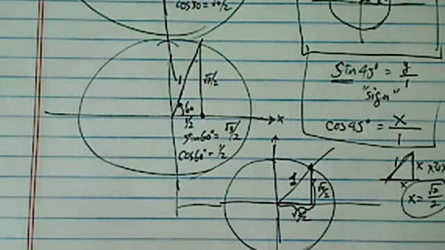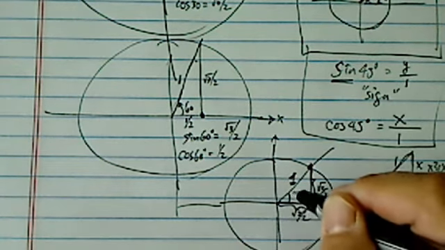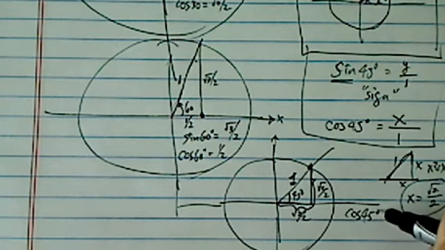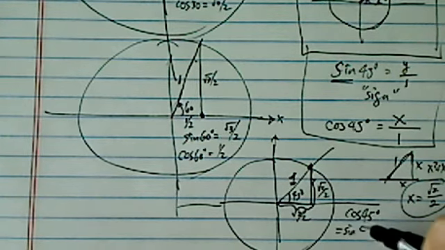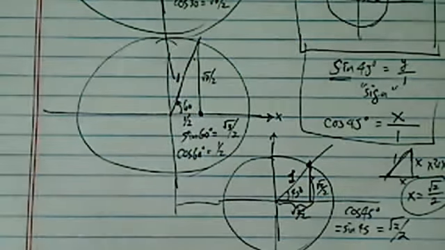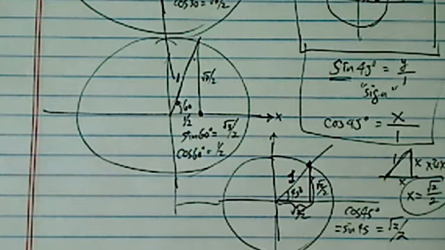That's one nice thing about 45 degrees. The sine and cosine are exactly the same. At 45 degrees, they're both equal to radical 2 over 2. All right, that's how we deal with trig values of special angles.